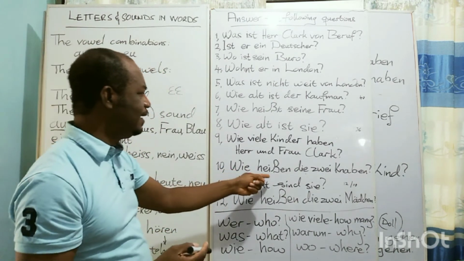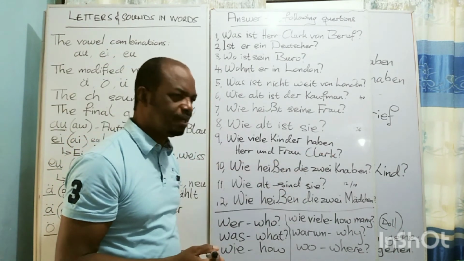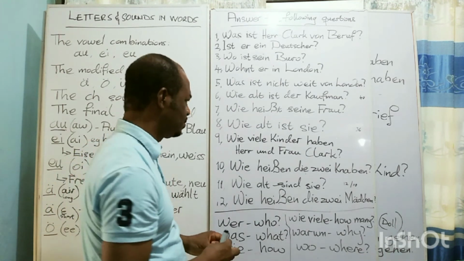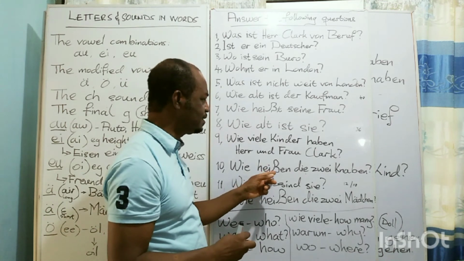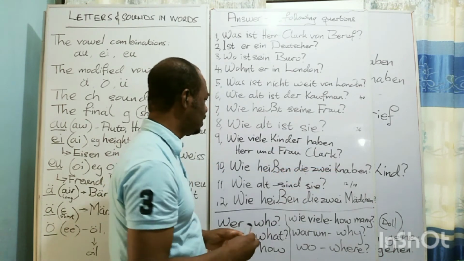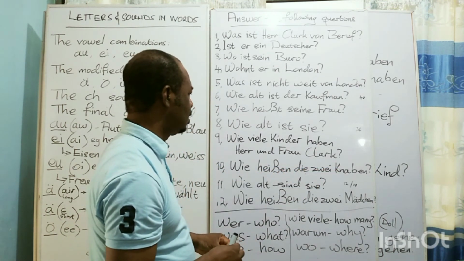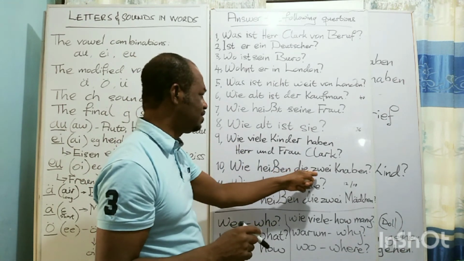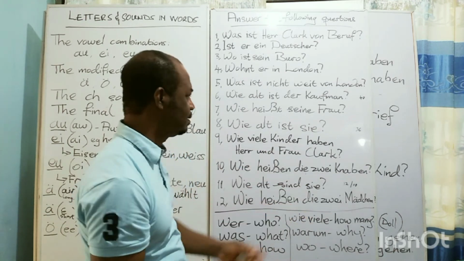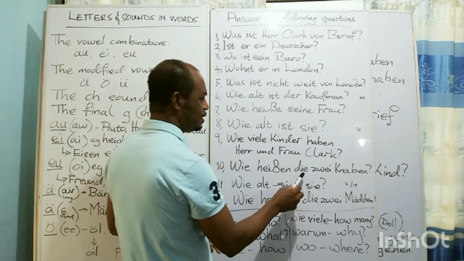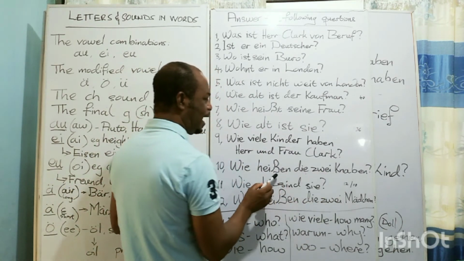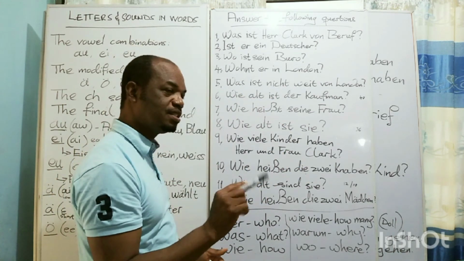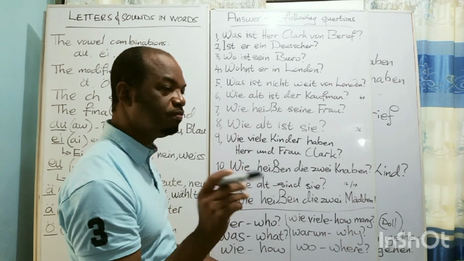Wie heißen die 2 Knaben? What are the names of the 2 boys? Then you give the names. Die 2 Knaben heißen. So you answer it like die 2 Knaben heißen Karl und Wilhelm. Charles and William. Karl und Wilhelm.